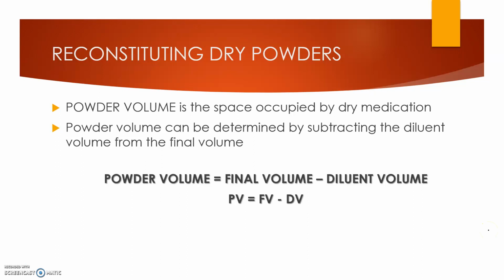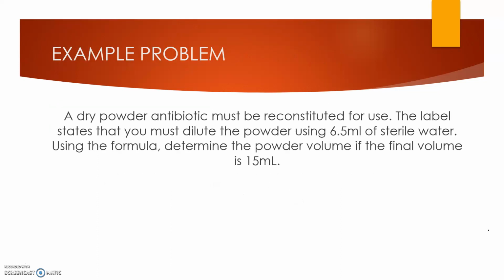So let's jump right on in and we'll look at some simple questions leading on to more difficult ones. Our first question asks us, a dry powder antibiotic must be reconstituted for use. The label states you must dilute the powder using 6.5 mL of sterile water. Using the formula, determine the powder volume if the final volume is 15 mL. First thing we know is what our equation is.